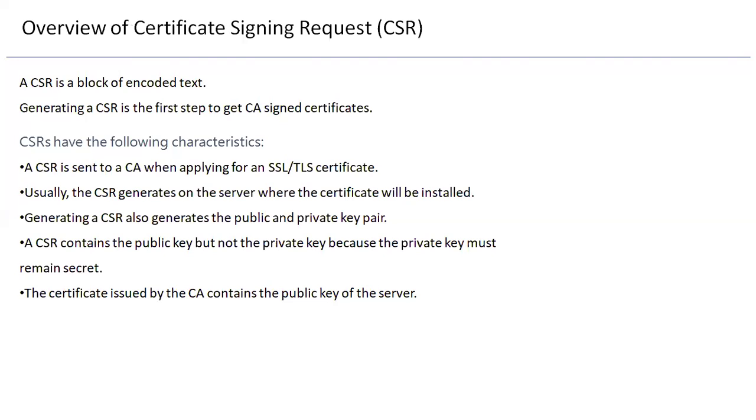Moving forward, an overview of the certificate sign request, which we also refer to as CSR. The CSR is primarily initiated by the requester, the end machine or end component which is looking for the SSL certificate. The CSR is generated on the server where the certificate will be installed, and generating the CSR also generates the public and private key pair for the certificate authority. A CSR contains the public key but not the private key, because the private key must always remain secret. The certificate issued by the CA contains the public key of the server, meaning the component for which the certificate will be created.